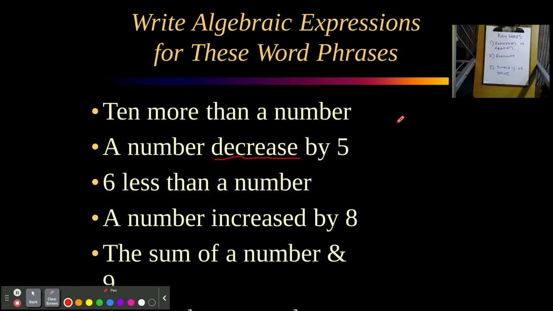So let me use, I don't know, t. I can use any letter. If they just tell you a number, just put any letter that you want. t. Decrease by 5. That means I'm going to subtract 5. Minus 5.